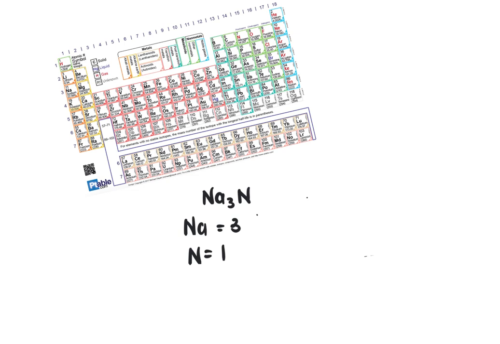After that, we're going to use our periodic table to look. So right here, you can see sodium is 22.990. So multiply that by 3. Then for this one, we multiply it by, where's nitrogen? Nitrogen's right here. And that's going to be 14.007.